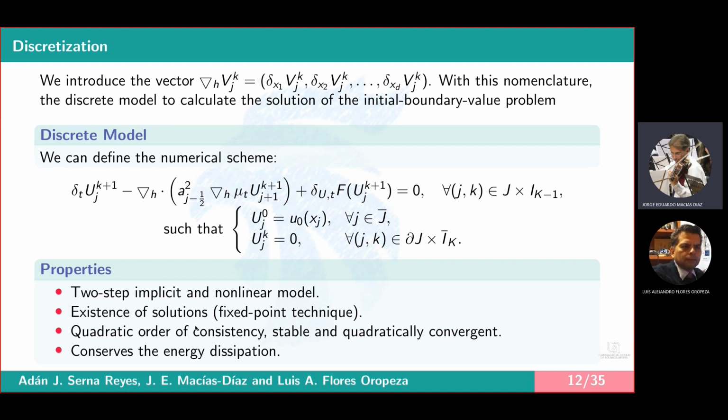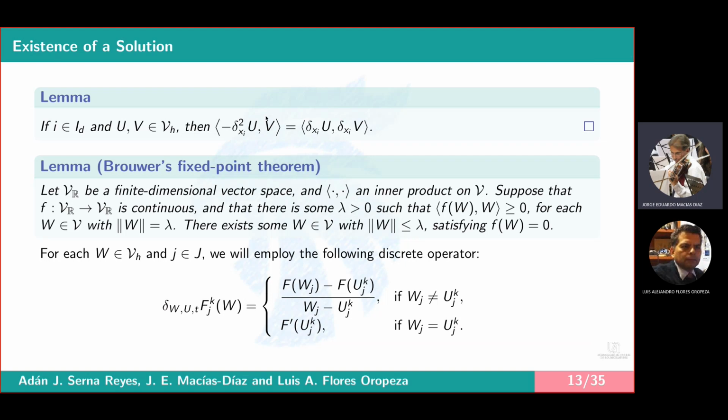We are going to establish the existence of solutions using fixed point techniques. The system is quadratically consistent, it's stable, and quadratically convergent. And finally, we're going to check also that this numerical model preserves the dissipation of energy. Okay. We're going to use this well-known fact about these discrete operators. And we're also going to employ Brouwer's fixed point theorem, which is standard in the literature. Also, for the sake of convenience, we are going to introduce this discrete operator.